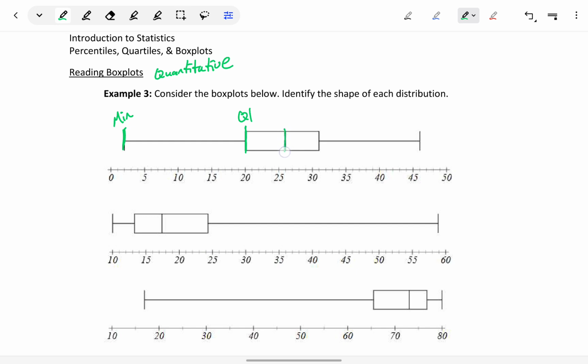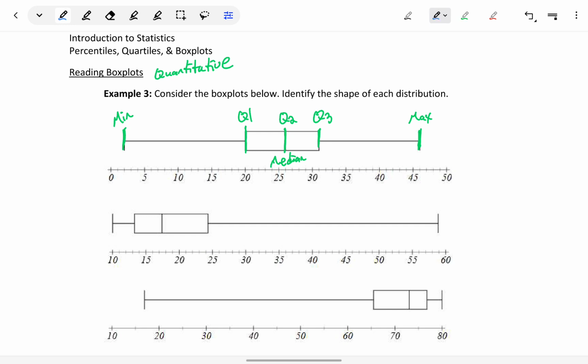The middle line in that box represents Q2, which is also the median, so the second quartile or the median of our data set. And Q3 is represented by the right-hand end of that box, that rectangle. And as we follow that whisker, that straight line out, we reach another fence at the far right end, and that's the representation of the maximum value in the data set.